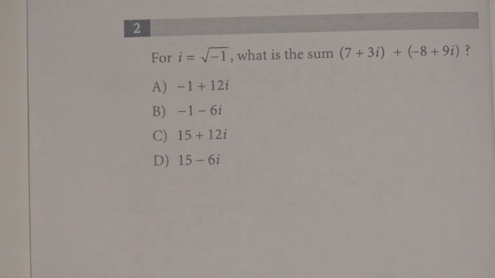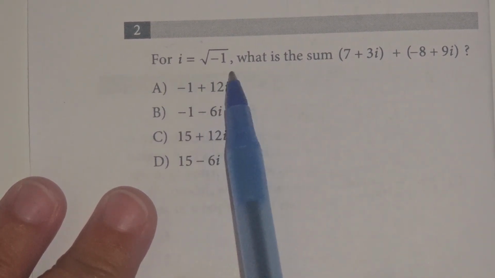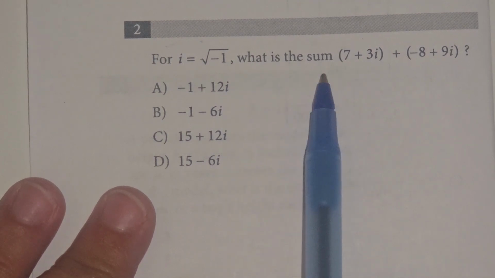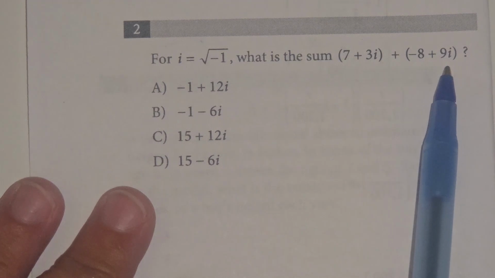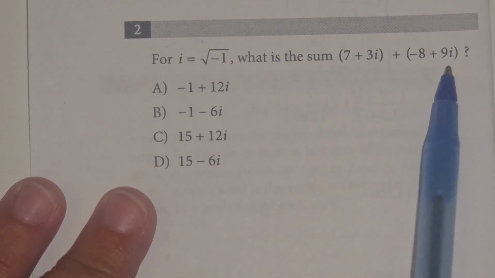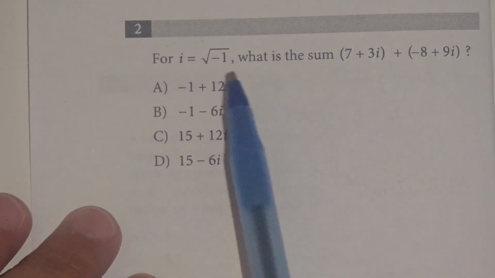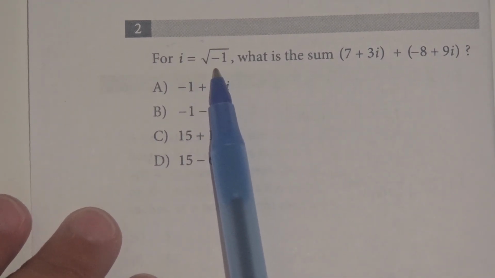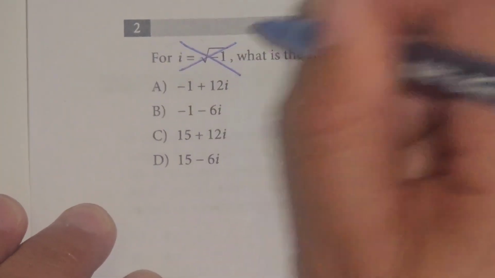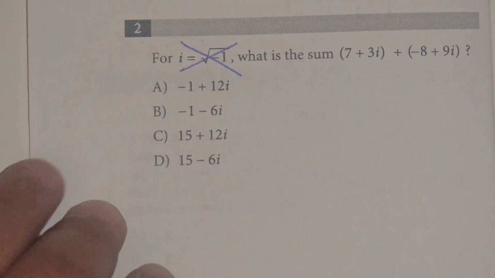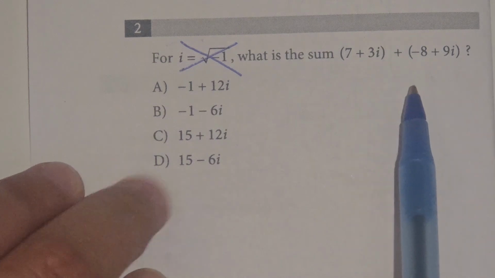Now this problem number 2, it says for i equals the square root of negative 1, what is the sum of 7 plus 3i plus negative 8 plus 9i? Now, as you can see, all of these answers have i in it. So what happens sometimes is they give you too much information. Like, we don't care what i is equivalent to, right? Because we're just adding here. If we were multiplying, it would be different, but we're just adding.